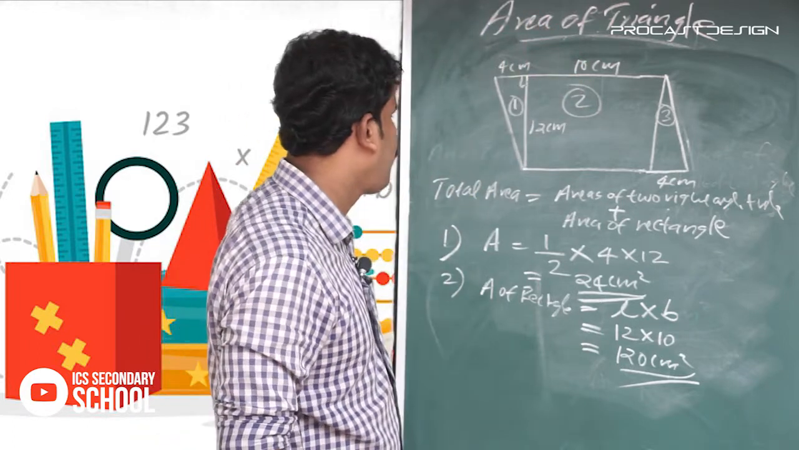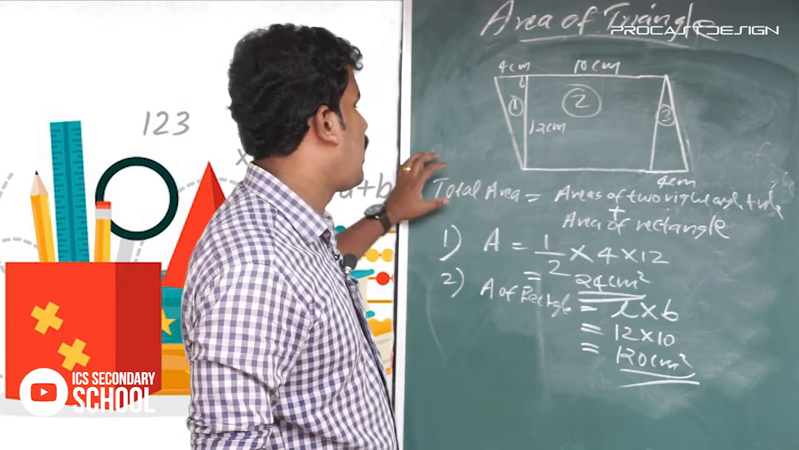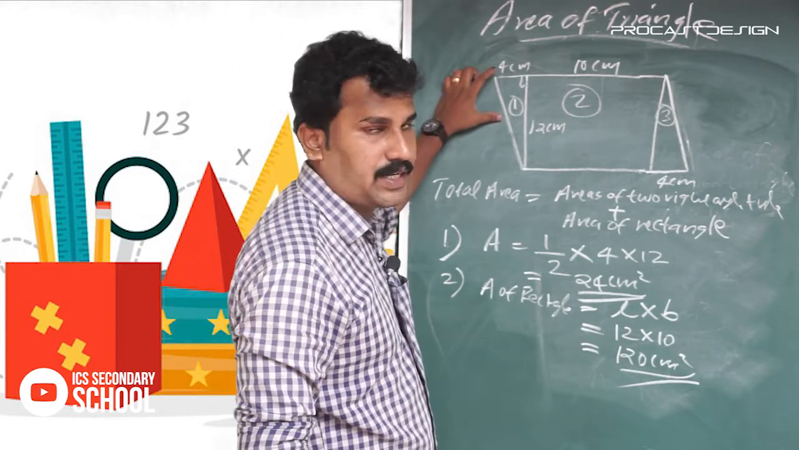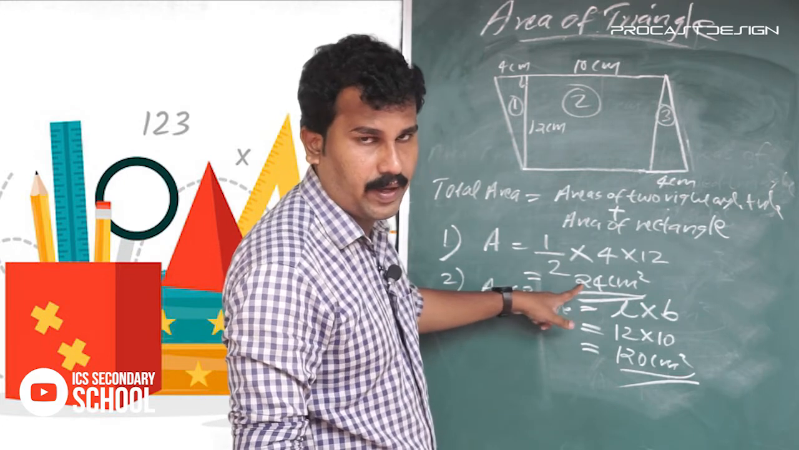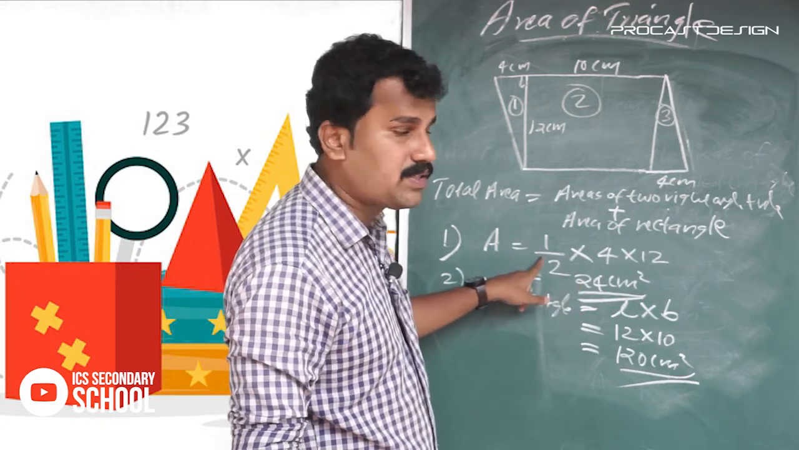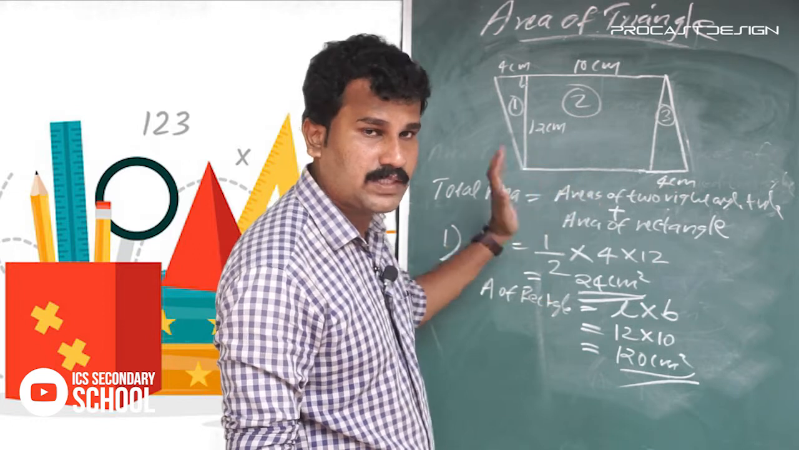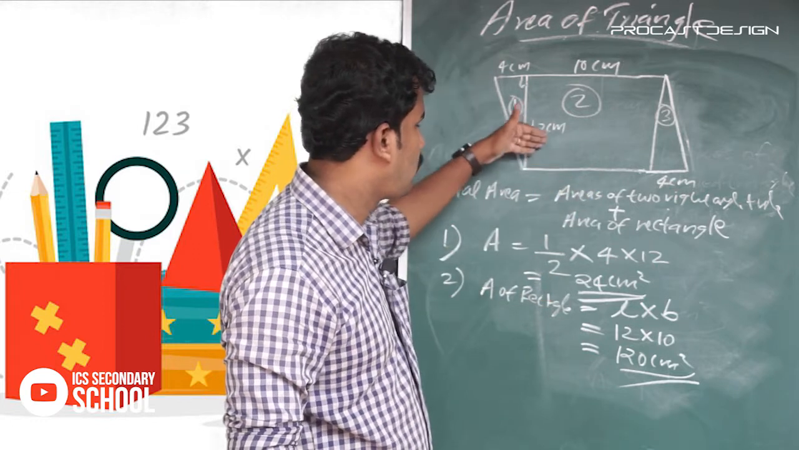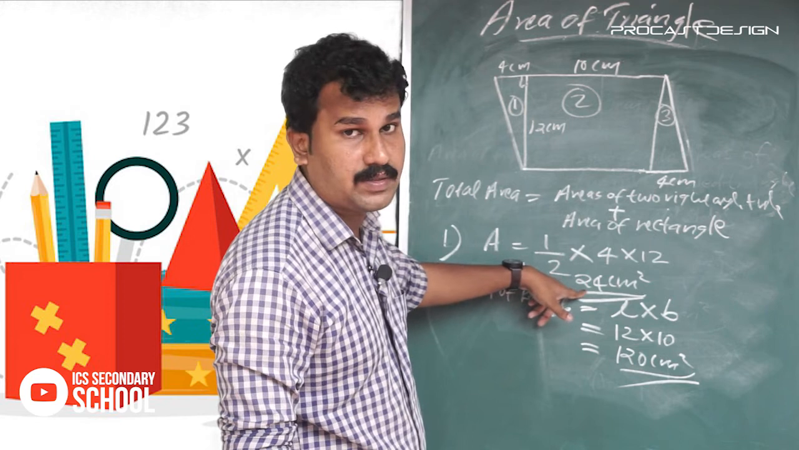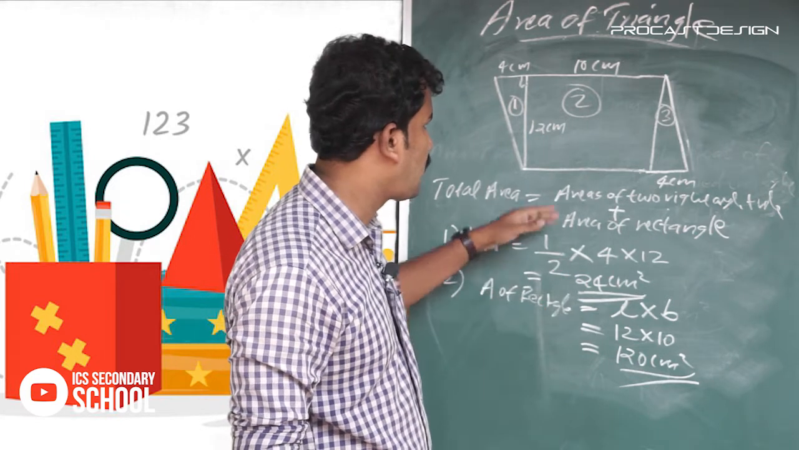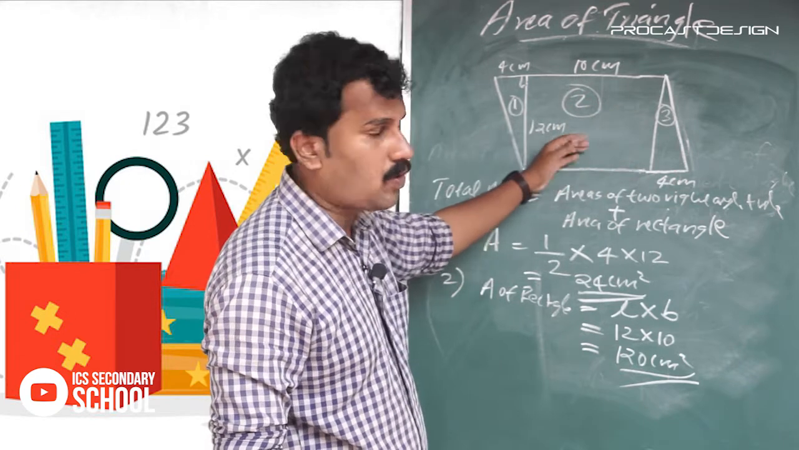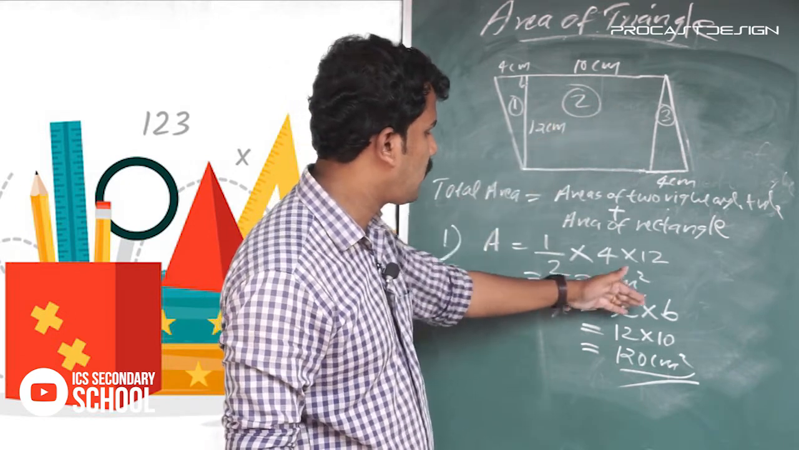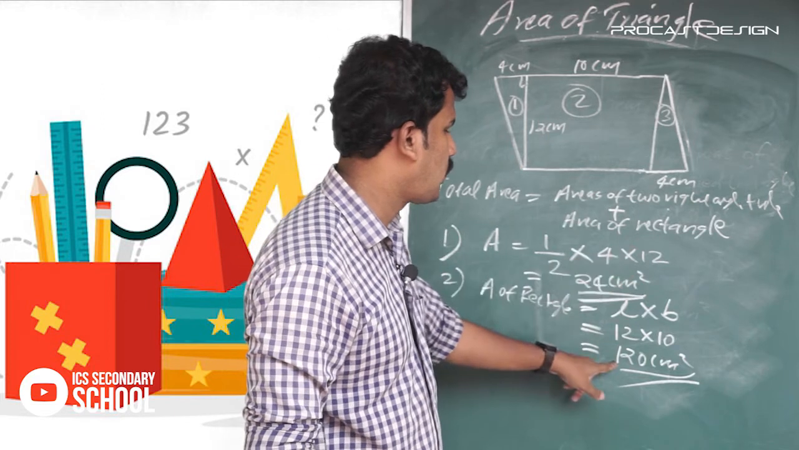Okay, so first we calculated the first section, the area of the right angle triangle, and we got 24 centimeter square. Area of a right angle triangle means half into the product of the perpendicular sides, that is half into 4 into 12, which is 24 centimeter square. Then next we calculate the area of the rectangle, the second section, which is a rectangle shape. Area of rectangle means length into breadth, that is 12 into 10, which is equal to 120 centimeter square.